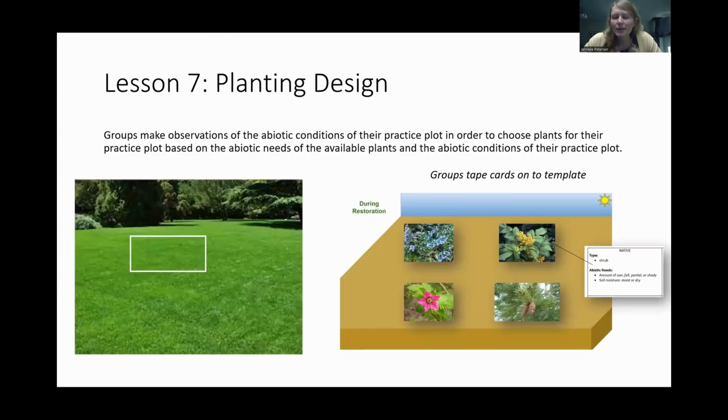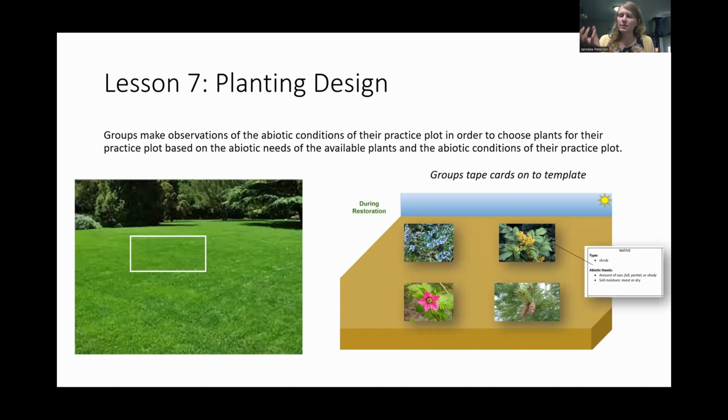Okay, lesson 7 is planting design. So groups are going to actually go outside for about 10 minutes and make observations of the abiotic conditions of their practice plot in their restoration site in order to choose plants for their practice plot based on the abiotic needs of the available plants and the abiotic conditions of their practice plot. So this is really simple. The handout in the notebook really helps students, guides them in making these observations, but they just determine whether the practice plot gets full sun, partial sun, or if it's shade.